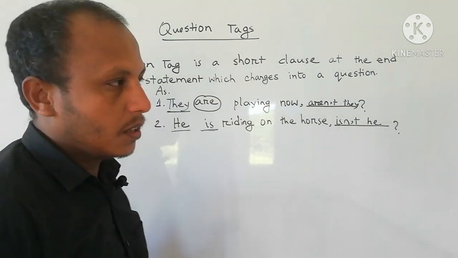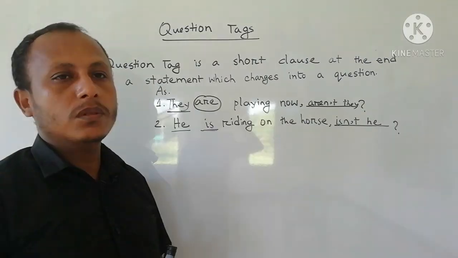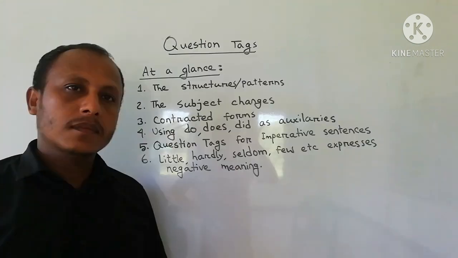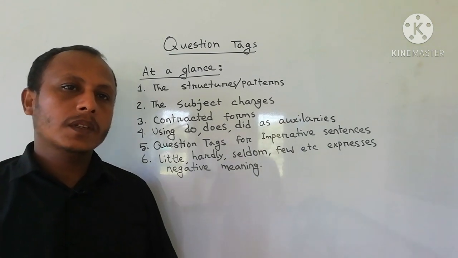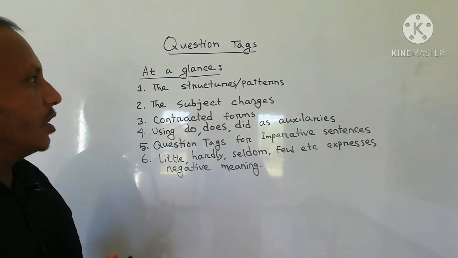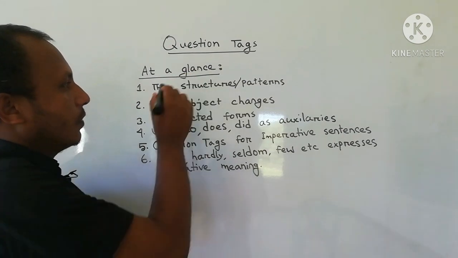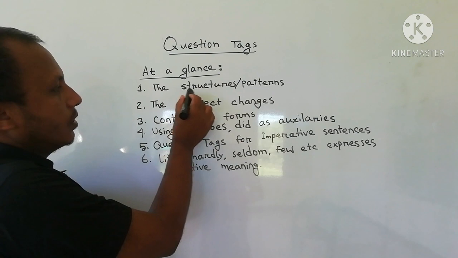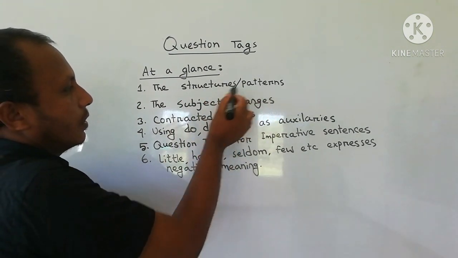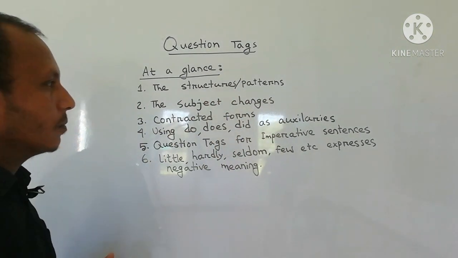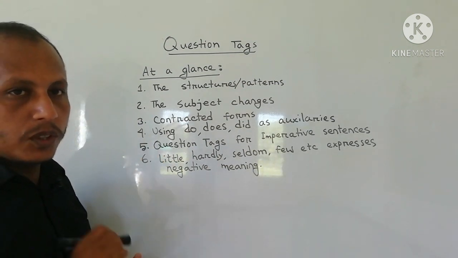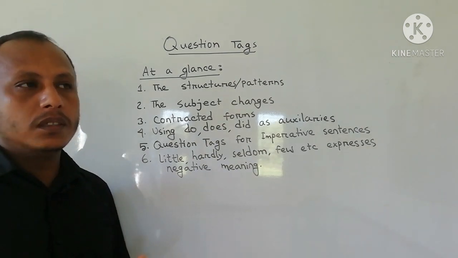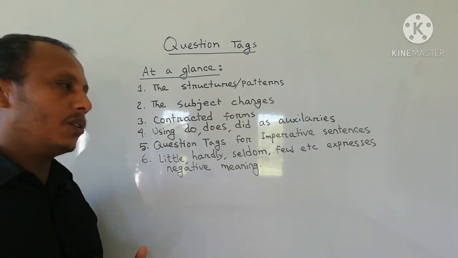Dear my students, now I am going to discuss with you the rules of question tags. How can you make it? Here we can see on the whiteboard at a glance the summary of question tags. Number 1, the structures or patterns. There are patterns in question tags. We have to know it. We have to learn it. If you don't know the patterns of question tags, you can't make any question tag.